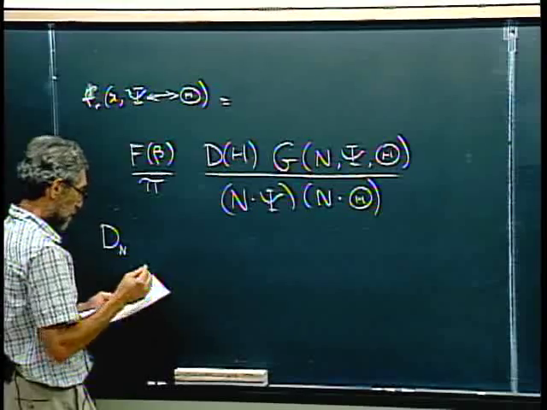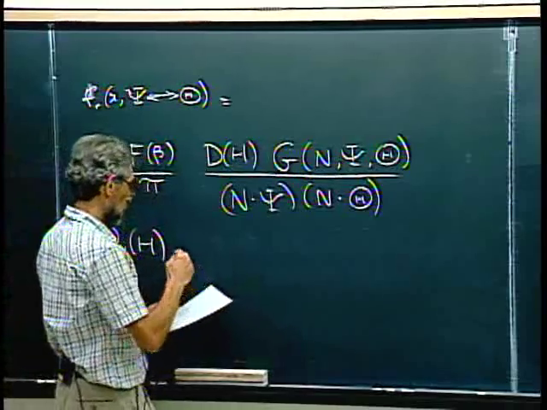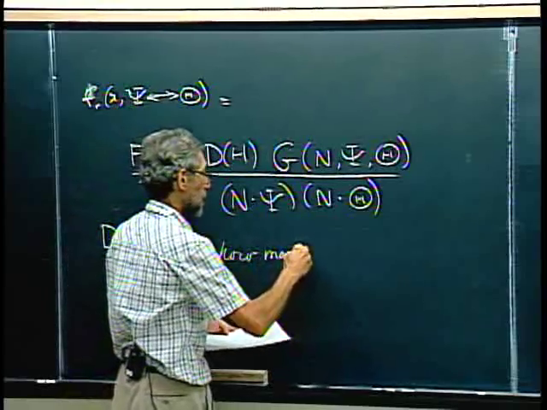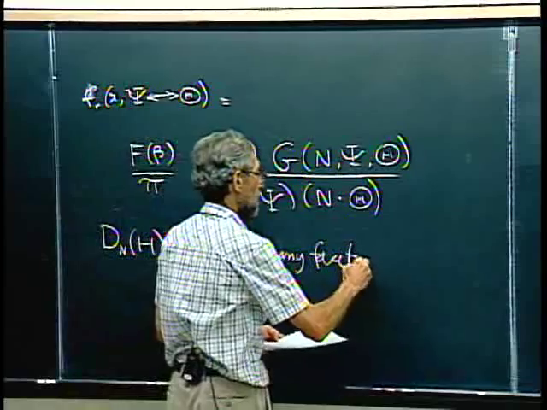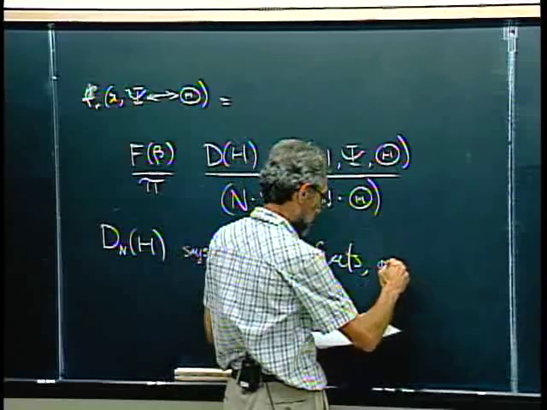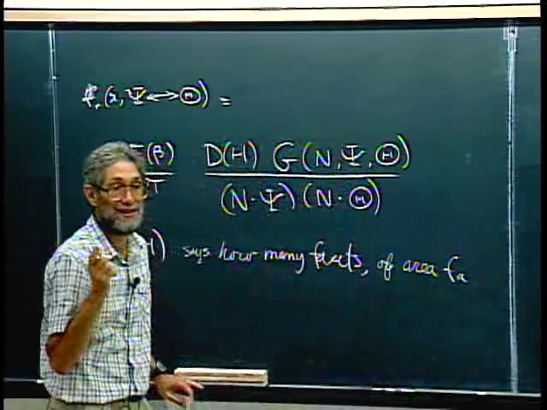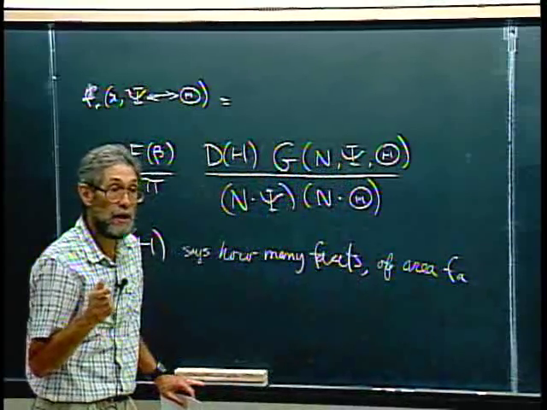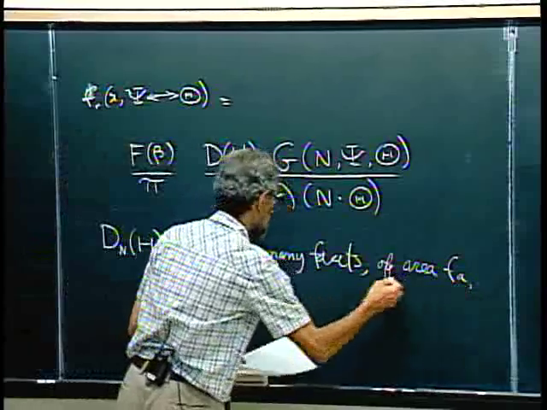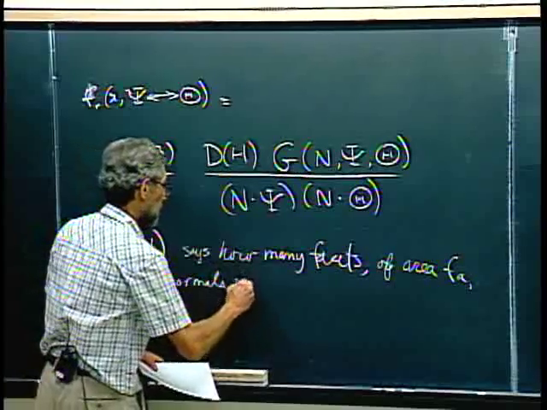And so my number count of facets here says how many facets of area, say, FA. So for now, I'm going to assume all these little microfacets have the same area. And that we really then are just counting how many of them have normals in direction H.